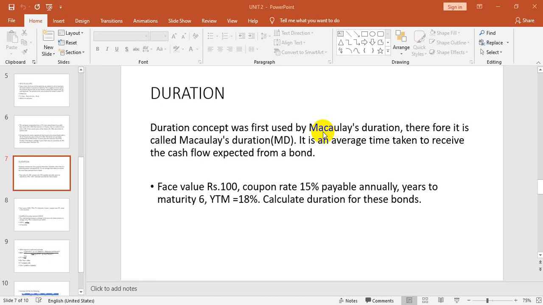Hello students, this will be the next class of your investment management subject. What I have taught you till now is yield to call and yield to maturity. Today we are going to start the new topic of your second unit, duration.